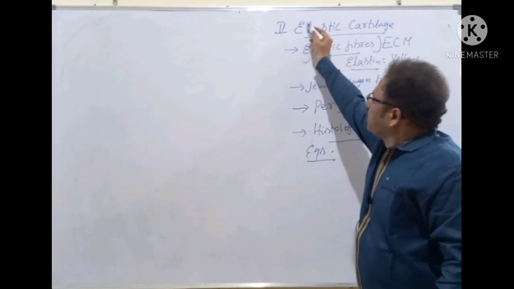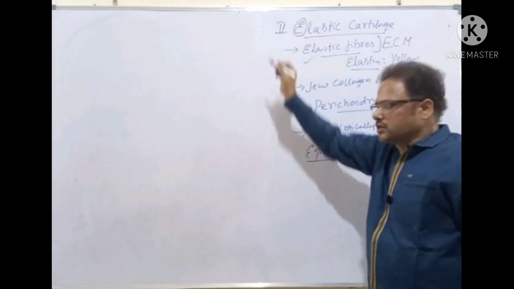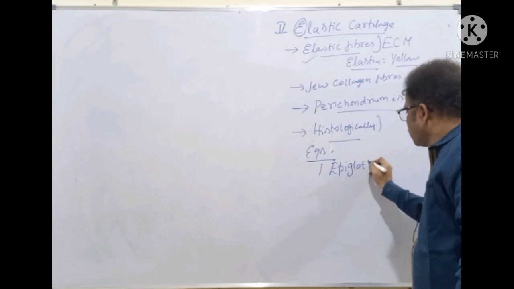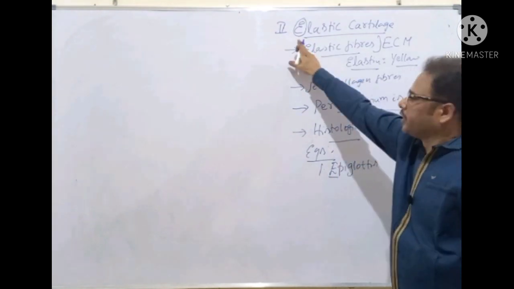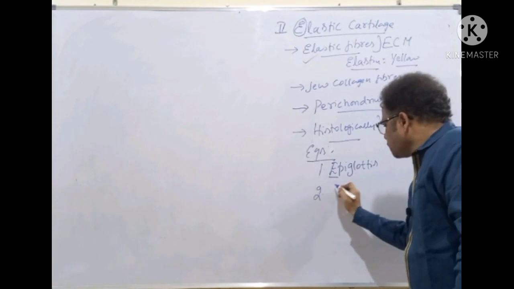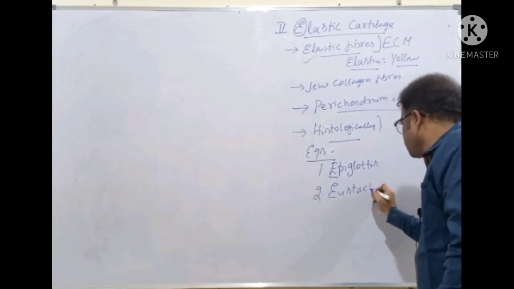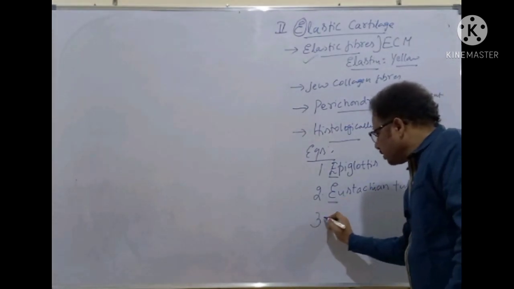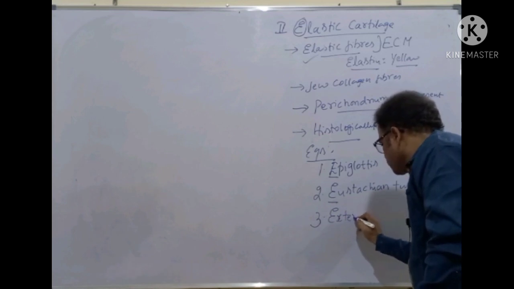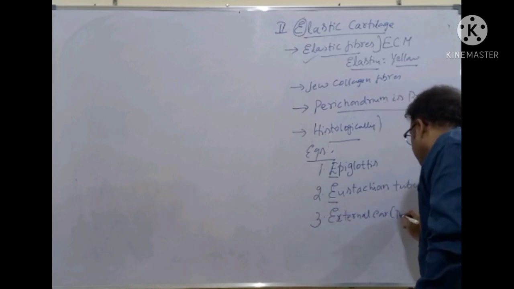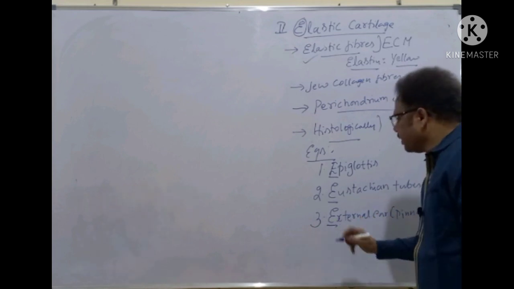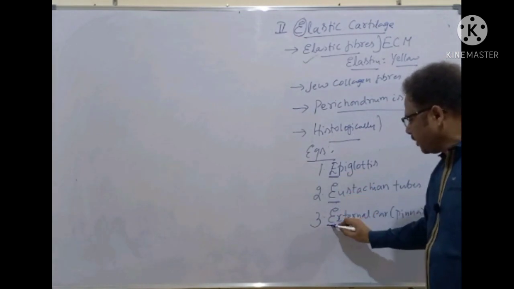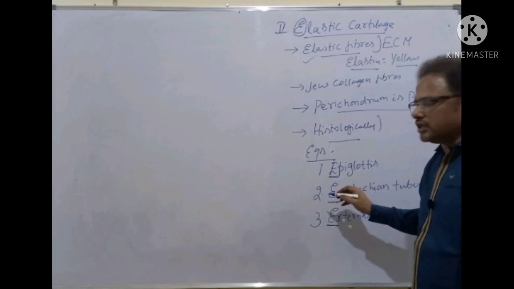Now examples of elastic cartilage. Now it's very easy to remember. E for elastic, and first example is epiglottis. E for epiglottis, E for elastic cartilage. Next one is eustachian tubes. E for eustachian tubes. Number 3, external ear, called as pinna. E for external ear. See here, E for elastic cartilage, E for epiglottis, E for eustachian tube, E for external ear, all here. So very easy to remember here.